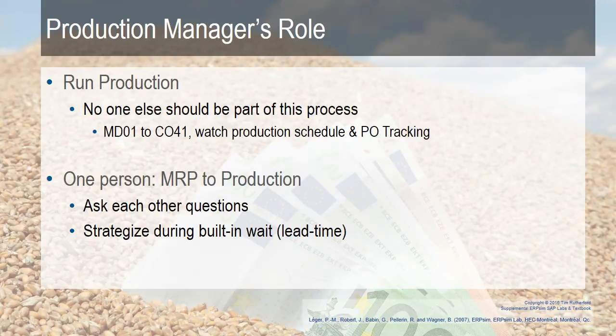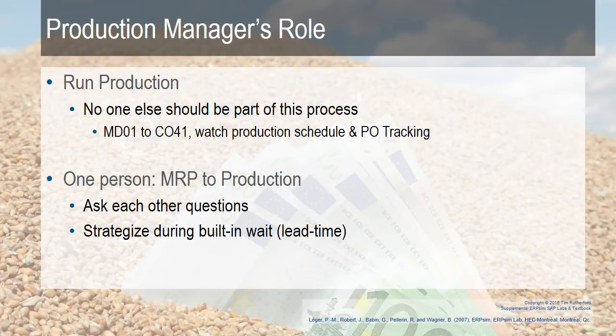Getting into a bit more of what this person would do, they are literally running production. So no one else should be part of this process. This is the production process itself, MD01 to CO41, watching the production schedule, the purchase order tracking. You want one person doing this because you don't want somebody running MRP on the wrong day, out of turn. You don't want somebody converting in a way that is not matching the strategy. So one person is doing everything for production. This is the one person that you ask questions about production.